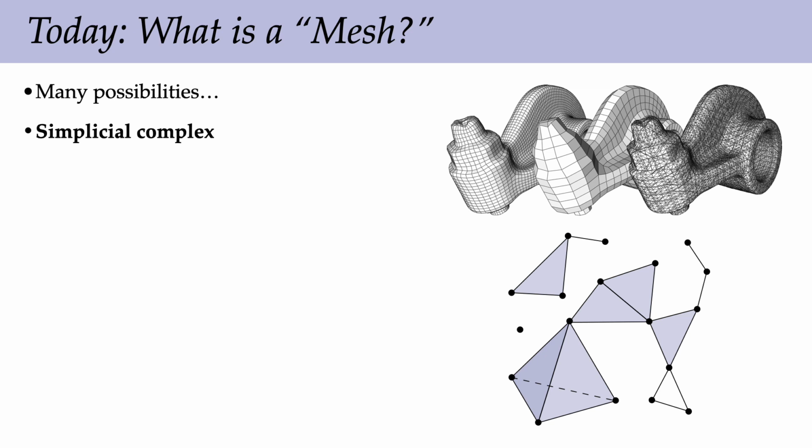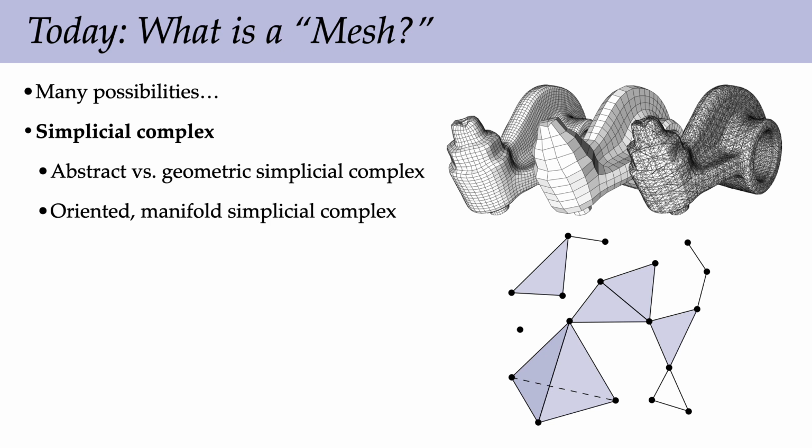analogs. Today we'll talk carefully about the difference between an abstract simplicial complex, which just gives the connectivity of these elements, versus a geometric simplicial complex, which actually says where these elements live in space. We'll also think about questions of orientation and what it means for a simplicial complex to be manifold. So we get some really specific definitions for what we mean by a mesh.